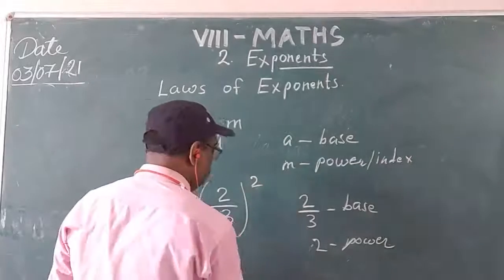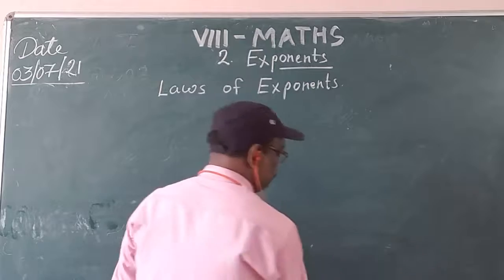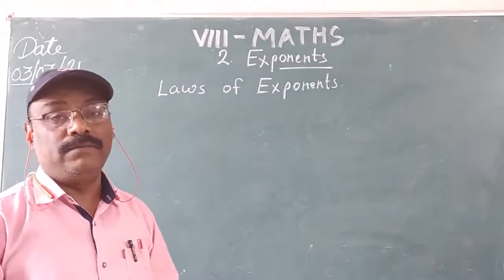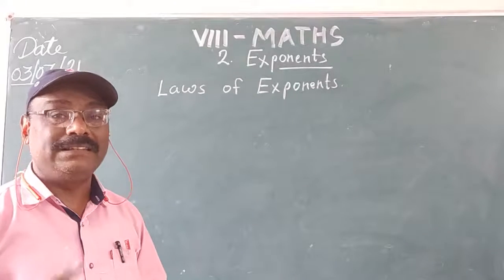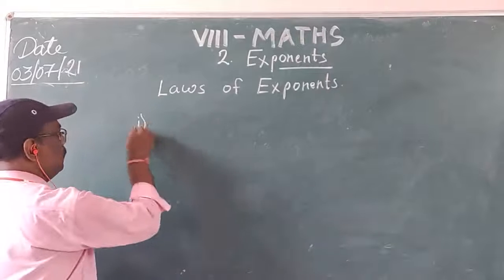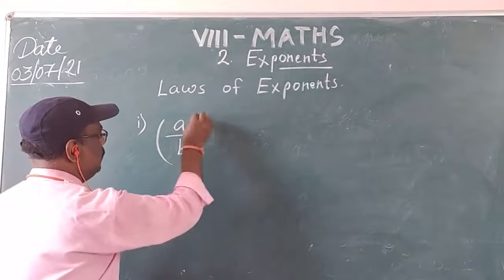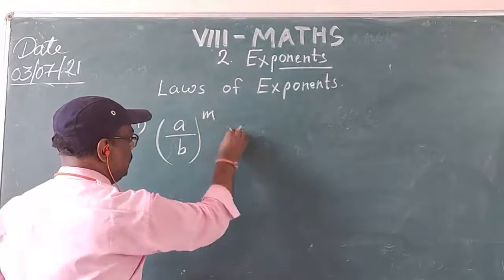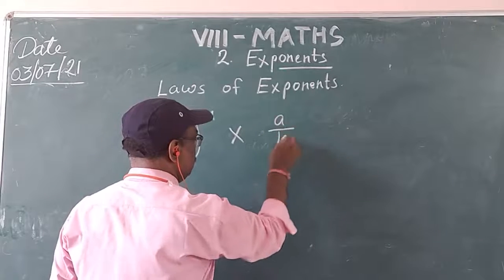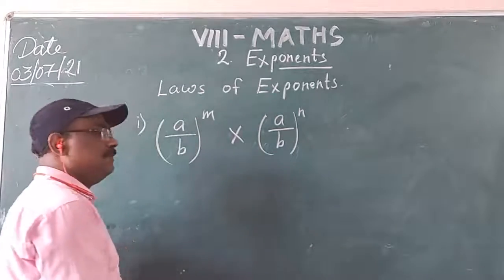Now we will go to the laws of exponents. The first law is applicable when we have to multiply two rational numbers. Suppose the first is given A by B to the power n, and in between they have given us multiply, and here they have given us A by B to the power n. Then what shall we do?